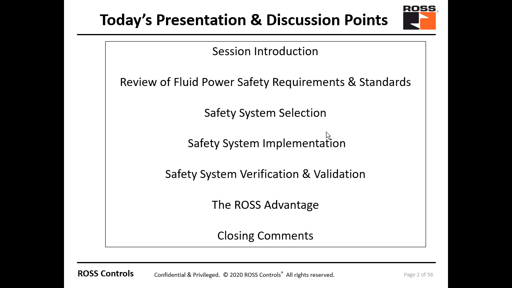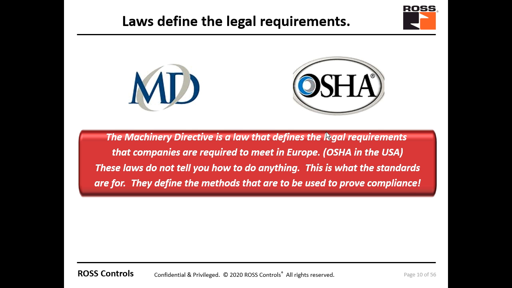What I would like to do is review some things we covered in session 1 and then get into safety system selection, just a very basic look at a machine, get into the safety implementation and design process, and then talk about something called safety system verification and validation. To me, this is one of the areas where most people fail in their design process. And then we'll talk about what Ross can do to help and have a few closing comments.